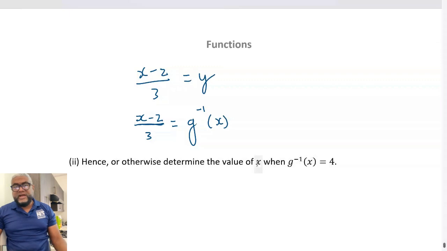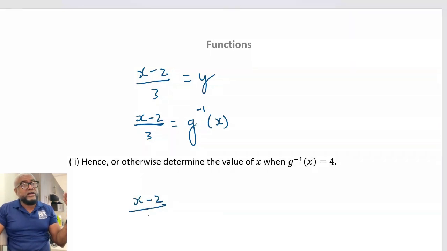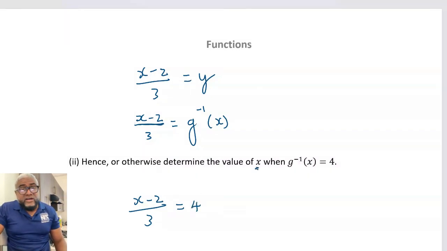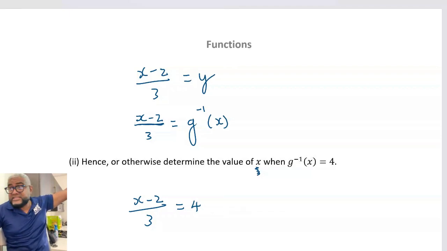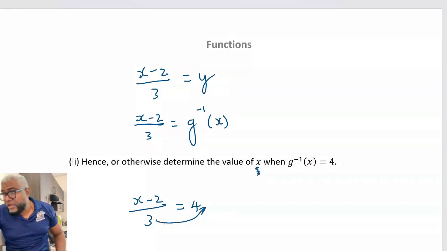Hence or otherwise determine the value of x when g negative 1 of x is equal to 4. What did we just find g negative 1 of x to be? X minus 2 over 3, and they say this is equal to 4. They want us to find the value of x. Because we want to find x, we want to leave x alone on the left-hand side by itself. What's the first thing we have to do to unlock the numerator? Move the 3. Proper thing.